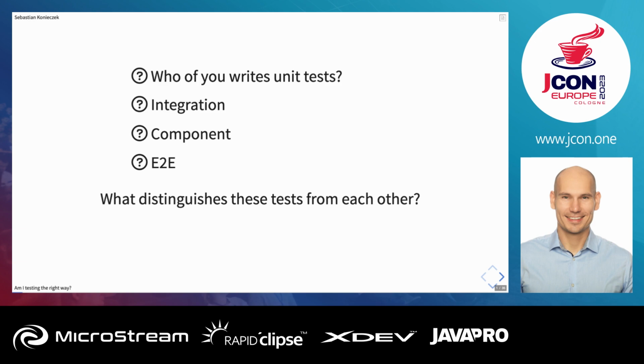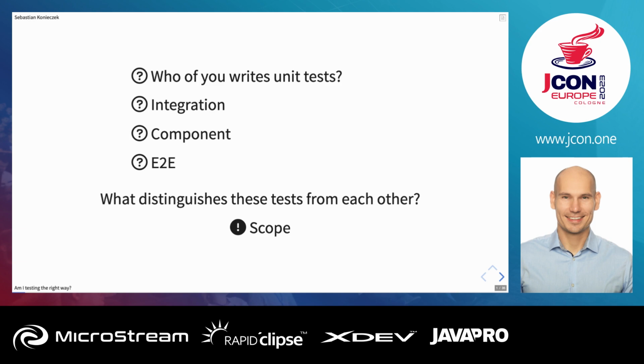To what extent these tests differ from each other is they just cover a different scope of the application. So the unit test is the narrowest scope. Integration and component tests make it a bit wider, and end-to-end tests, of course, have the widest scope. So we could say, well, these are all in some way unit tests, but only with different scopes.